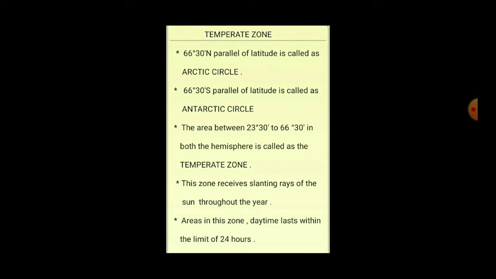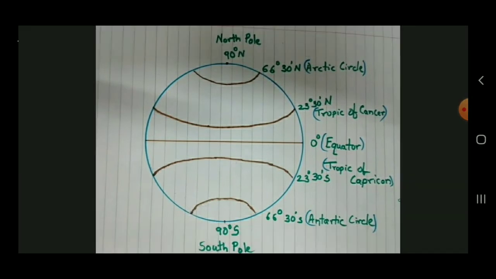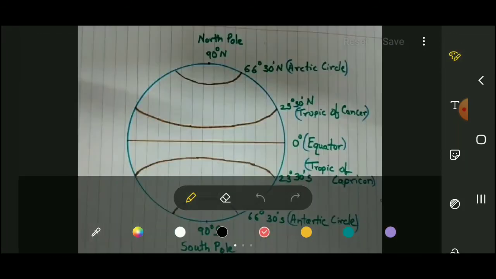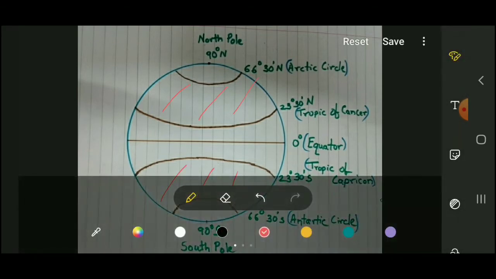Now the region between 23.5 and 66.5 in both hemispheres is called the temperate zone. This region is called the temperate zone. I repeat once again, let us mark this region. This particular area, between 23.5 degrees north and 66.5 degrees north, and between 23.5 degrees south and 66.5 degrees south, is called the temperate zone.